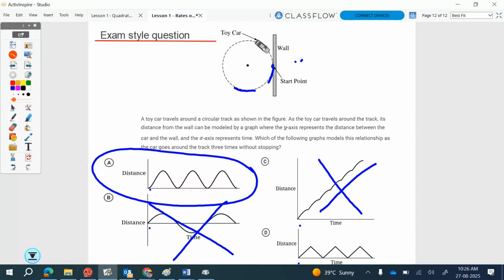Although we can read the graph and interpret it at this particular point to see what the average rate of change is. All right, that's the lecture finished for today.